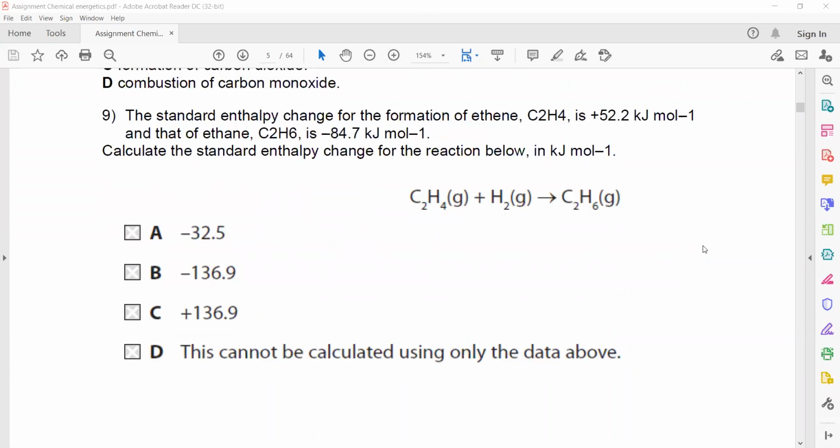The standard enthalpy changes of formation of ethene is 52 and that of ethane is 84.7. Calculate the standard enthalpy change. So when formation is given, what will we add? We'll add a link, that is elements. So in this one we have to add the link, and what link do we have to add? The element.